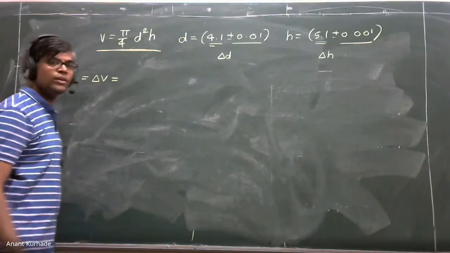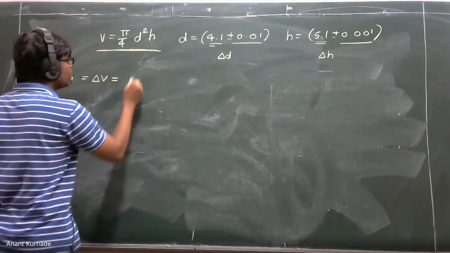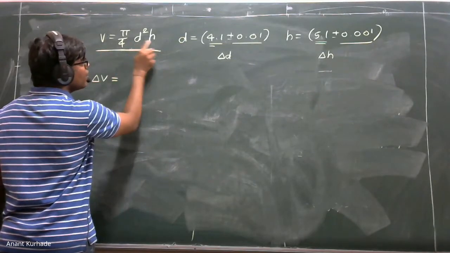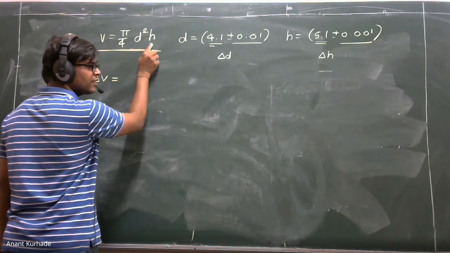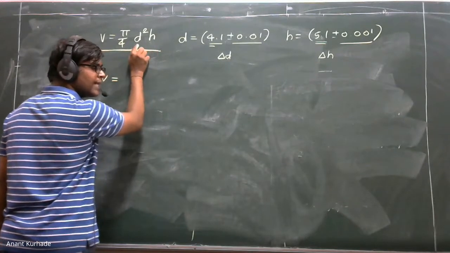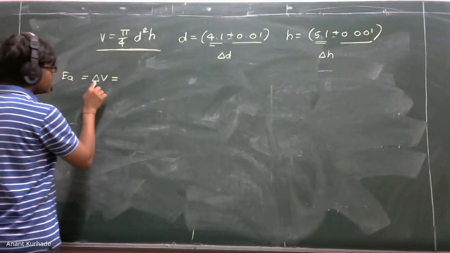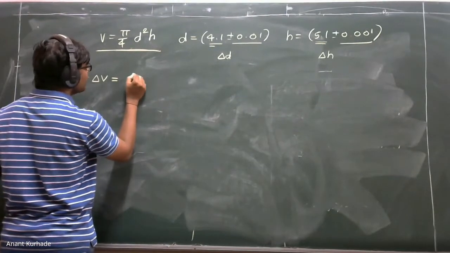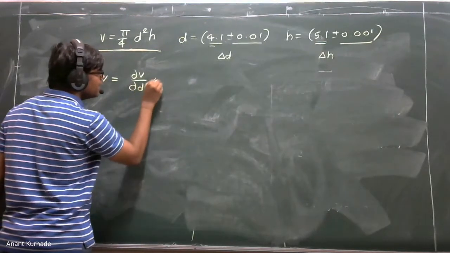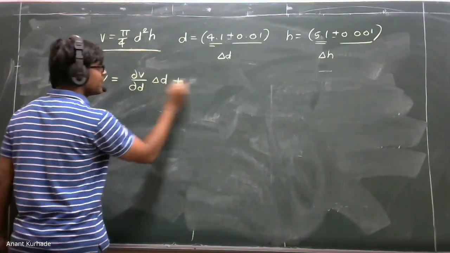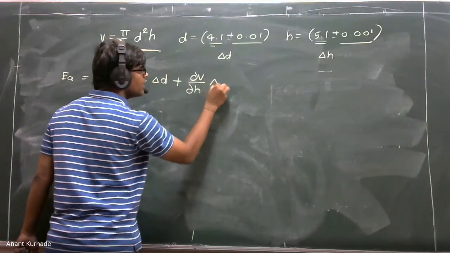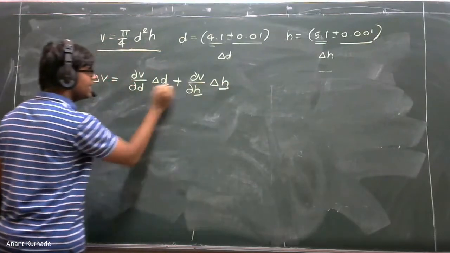Absolute error is equal to its partial derivative. Means what? We have two variables. Take its partial derivative with respect to one variable by keeping the next one constant, plus, the second time, take its partial derivative with respect to the second variable by keeping the first one constant. So you can write delta V is equal to partial V with respect to diameter, partial D, into delta D, plus next, with respect to the next variable, partial V divided by partial H, into delta H.